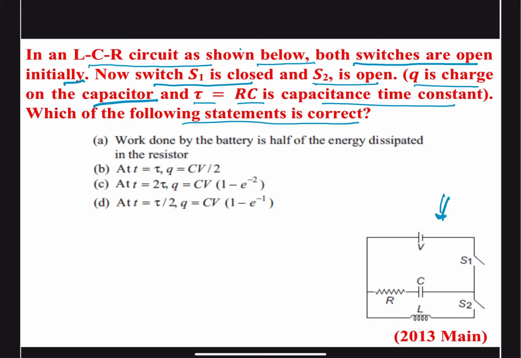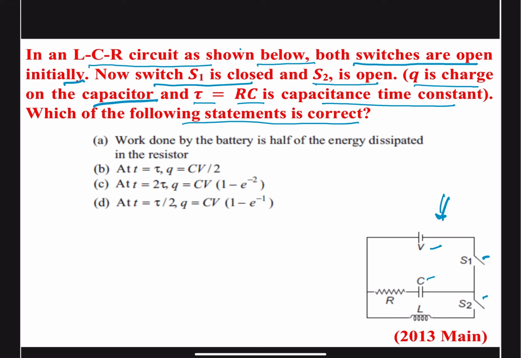and here we have applied voltage V, two switches S1 and S2. Initially both switches are open and we have a resistance in series with a capacitance, and we have an inductor which is in parallel with these two in combination. So initially both S1 and S2 are open, so none of the circuit with respect to the capacitor as well as the inductor will be complete. So there will be no energy stored in the inductor and no charge on the capacitor.